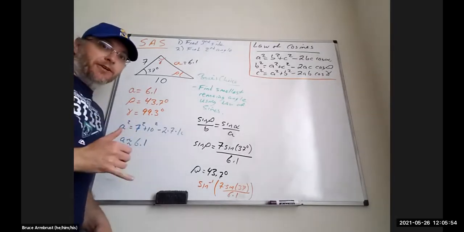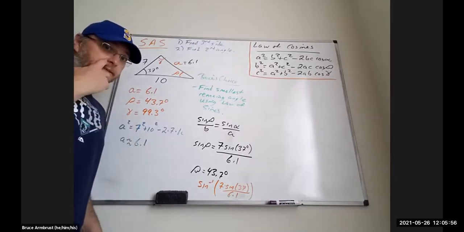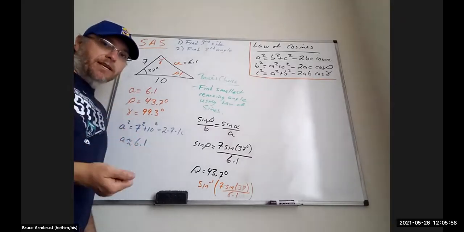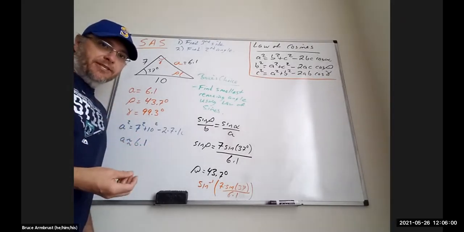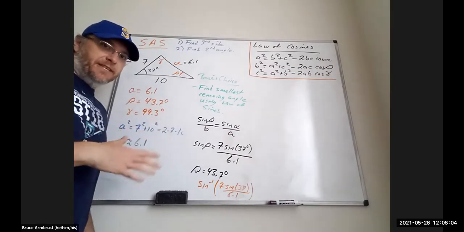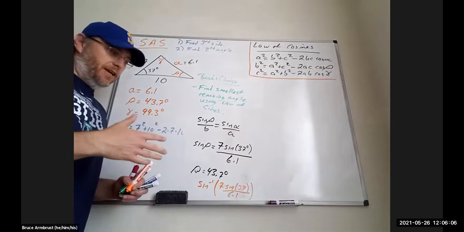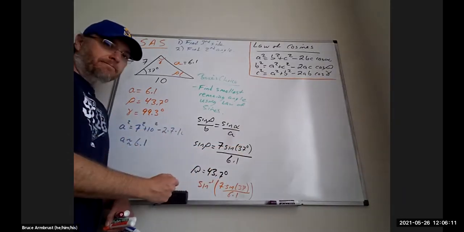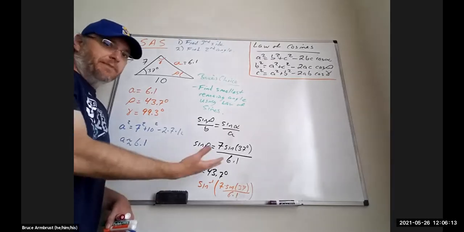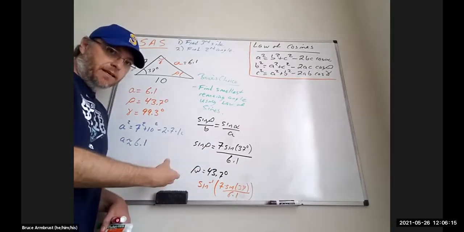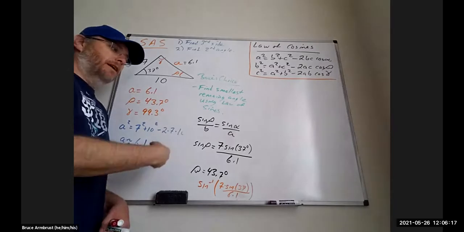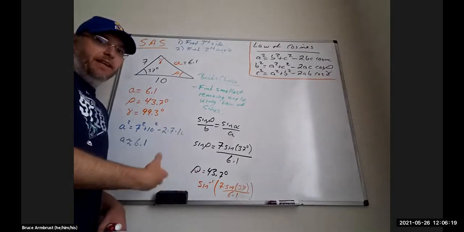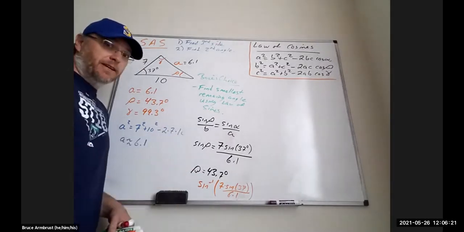But if you're in degree mode and you still didn't get this, then it's most likely an order of operations thing. You need to put in some parentheses to make sure that all of this is inside the inverse sine. Because on some calculators, if you just typed it in, you'd get inverse sine of 7, and then times sine of 37, and then divided by 6.1, which will be a very different number as well.